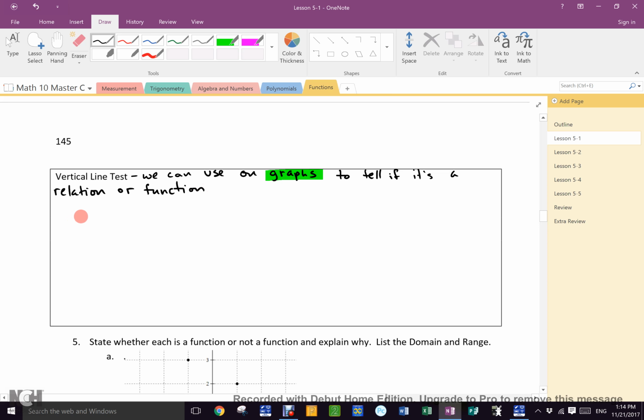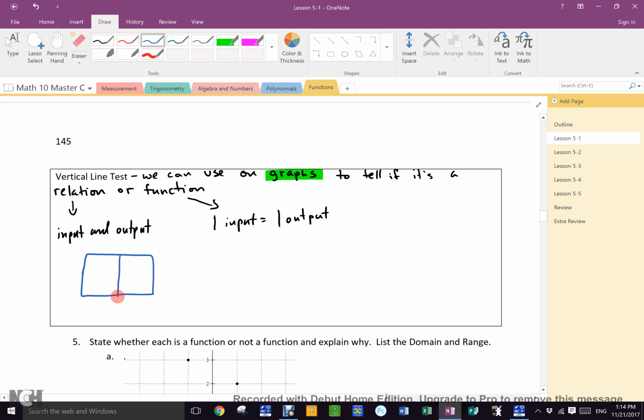A relation has an input and output. A function has one input equals one output. And there's no repeating on the outputs. And here is what they look like on a graph. A relation would look like this.